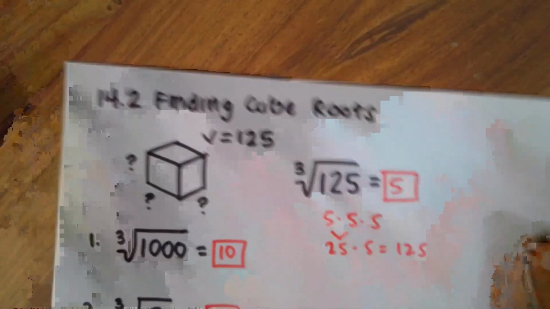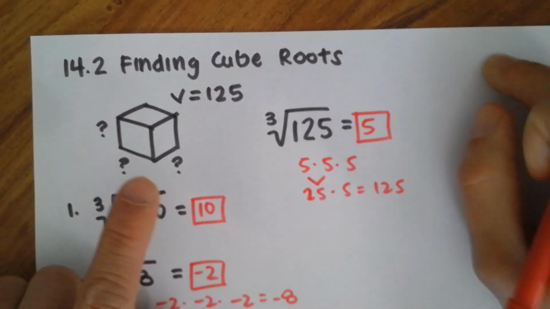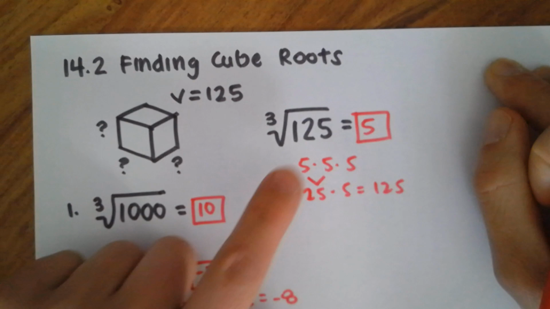So just to recap, finding cube roots, you're just finding the side length of a cube, okay? You're trying to find out what 3 numbers multiplied together will give you the radicand.